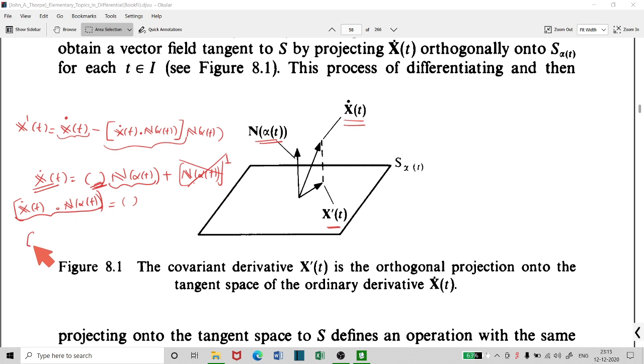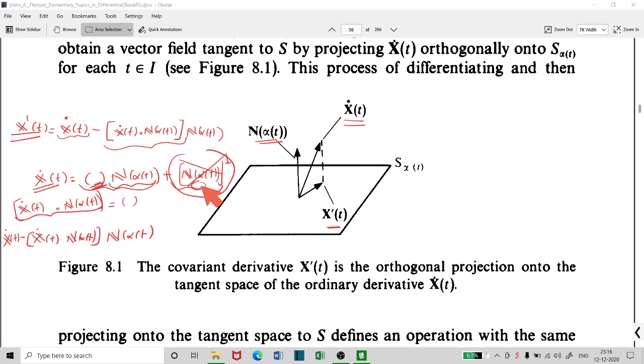So this X dot t dot n of alpha of t times n of alpha of t will give this whole term, and when you subtract that quantity from X dot of alpha of t, you get this one. Okay, so when you remove the component of X dot t along n of alpha of t, you get this covariant derivative. Okay, this is the idea. The other term, X dot t minus this quantity, will be this one.